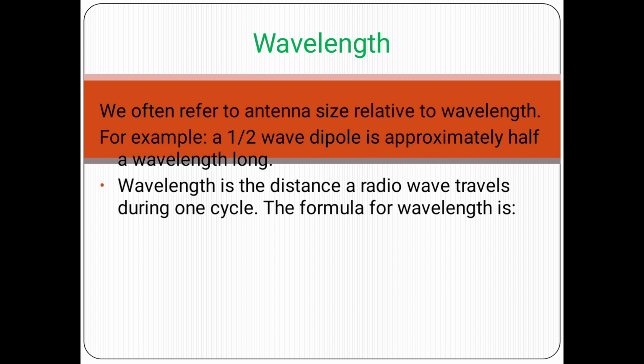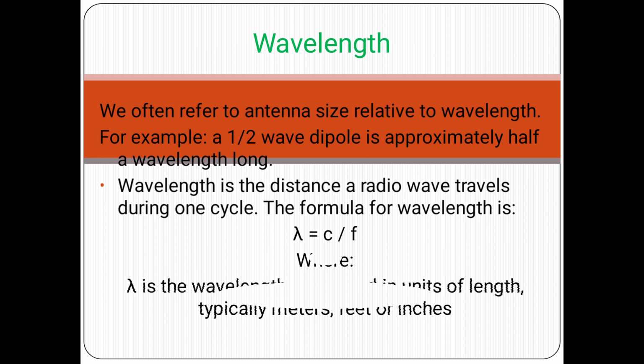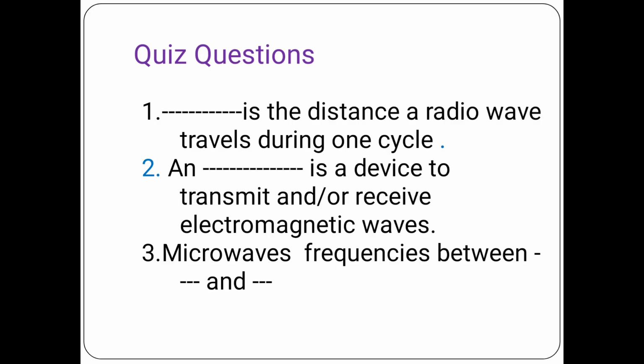Wavelength is the distance a radio wave travels during one cycle. The formula for wavelength is lambda equal to C by F. Lambda is the wavelength expressed in units of length, typically meters or feet or inches.